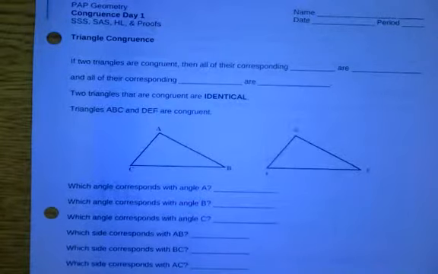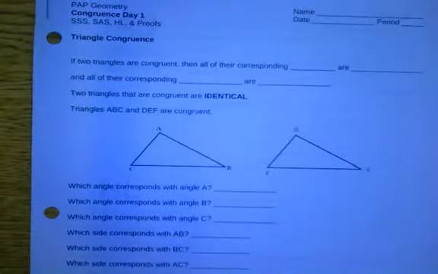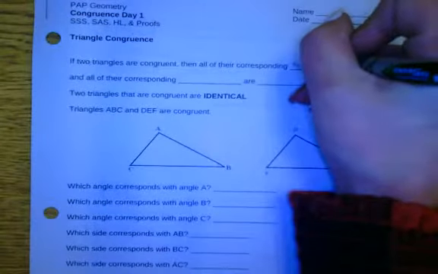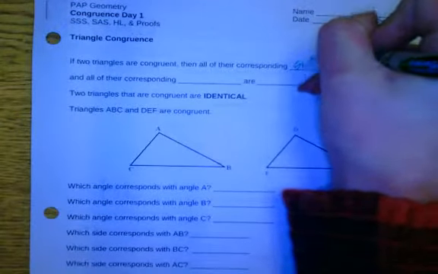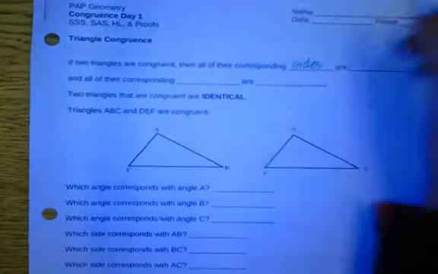So like I said, just like we have proofs and theorems to prove that triangles were similar, we also have our congruence proof. So if two triangles are congruent, then all of their corresponding blank are blank. What do you think goes there? Okay, angles or sides? I'm just going to put sides here because it's the shorter blank of the two.